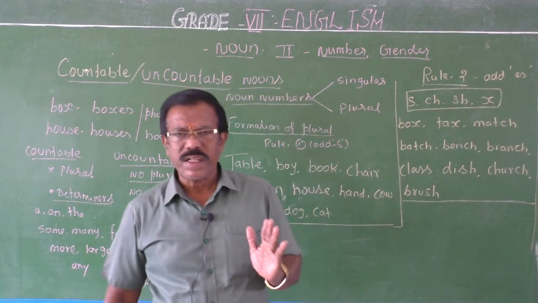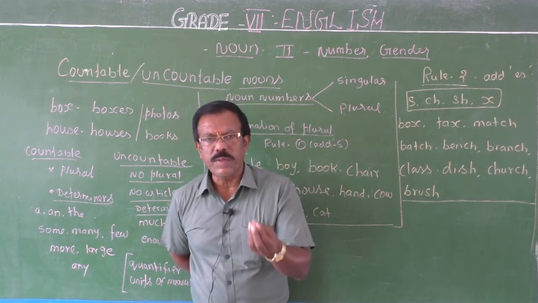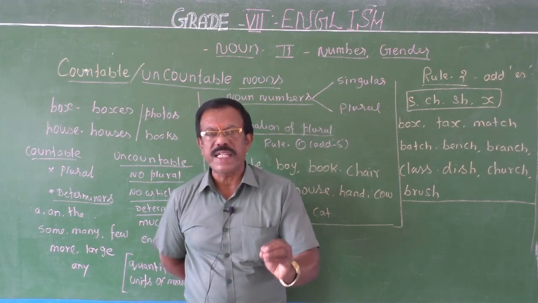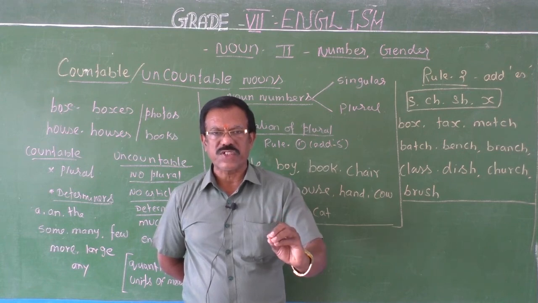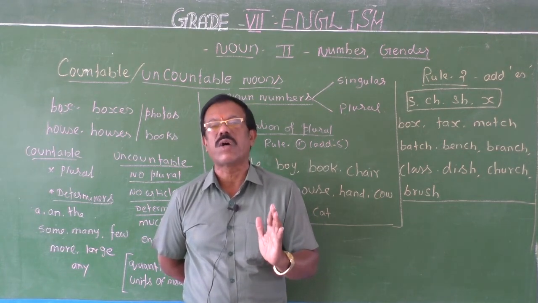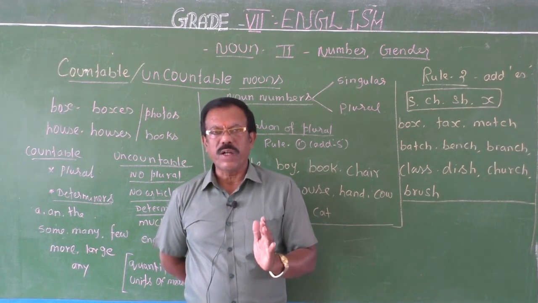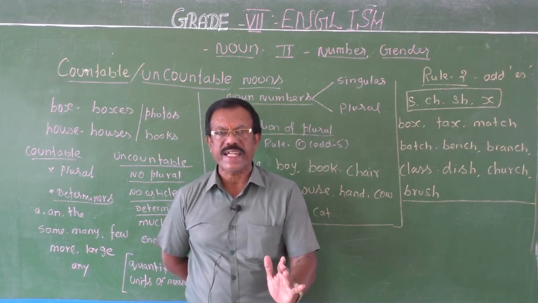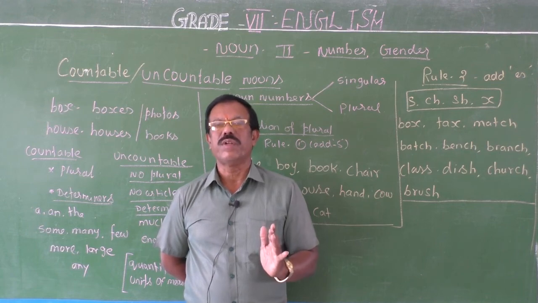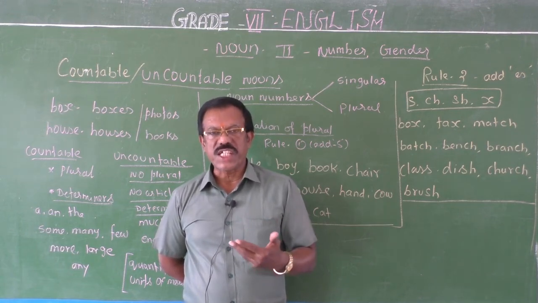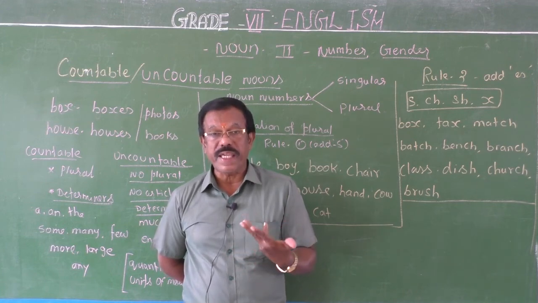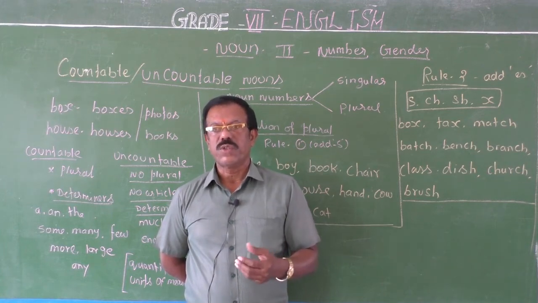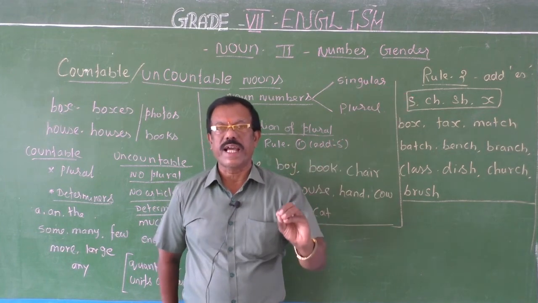Okay, fine. Nouns may refer to countable things. Nouns may refer to uncountable things also. Things which can be counted, things which can be expressed in exact numerical terms, are called countable nouns. Otherwise, countable nouns are those nouns which can be counted and expressed in exact numbers. And some nouns which cannot be counted and cannot be expressed in exact terms are called uncountable nouns. So, nouns can be countable, nouns can be uncountable.